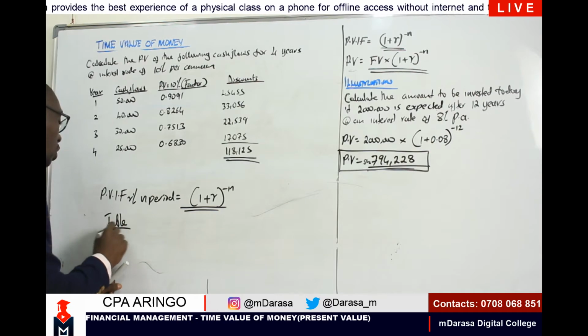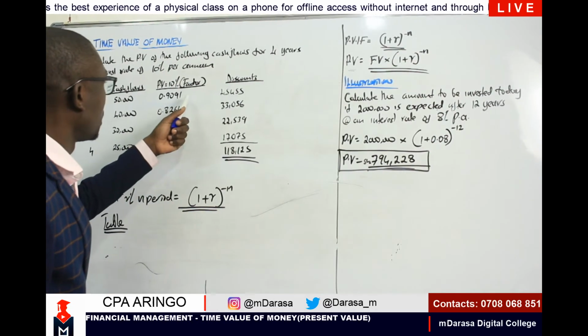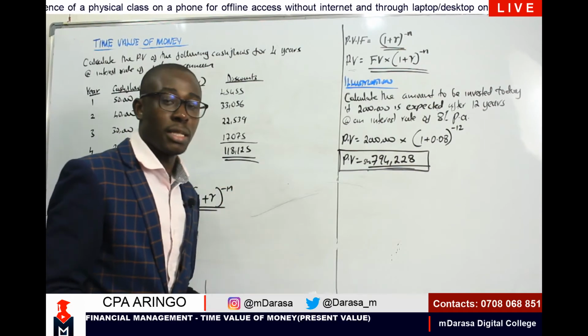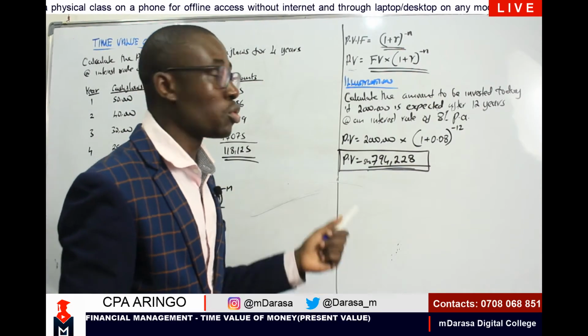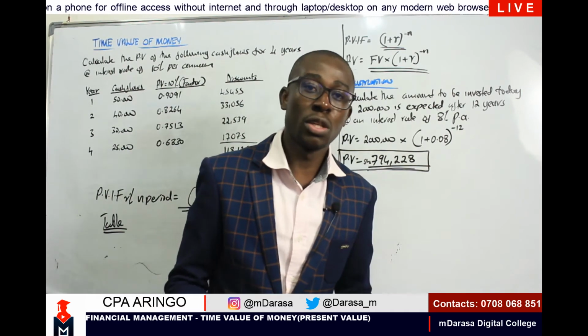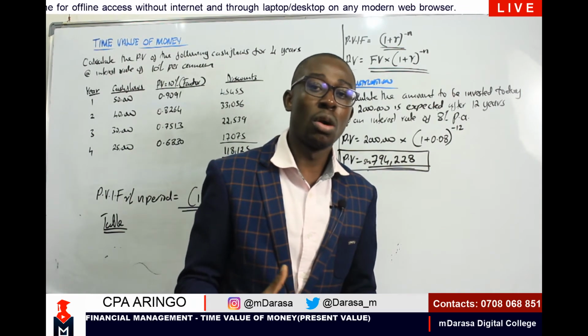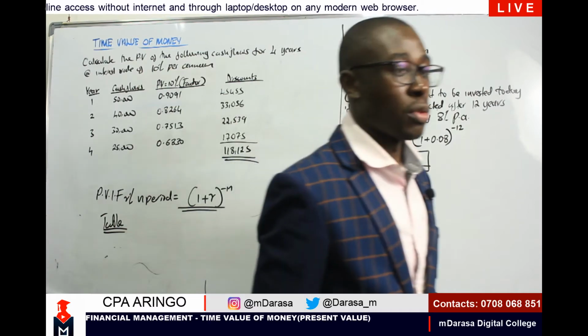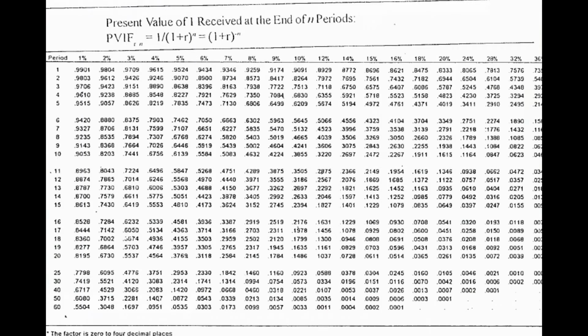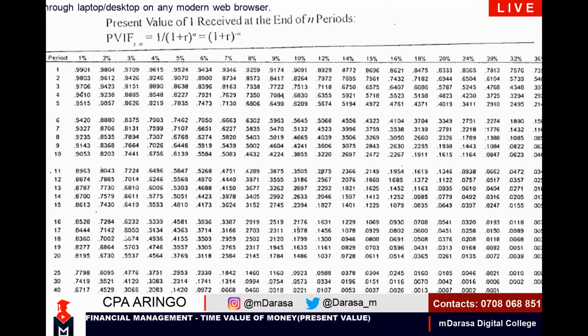This table I'm going to share with us. Suppose you are to do this question and you are not using your calculators, maybe you are just using tables. What were we supposed to do? So this table, I'm going to share it here. This is our present value interest factor table. I'll share the table on our screen. I believe all of us can see that table.